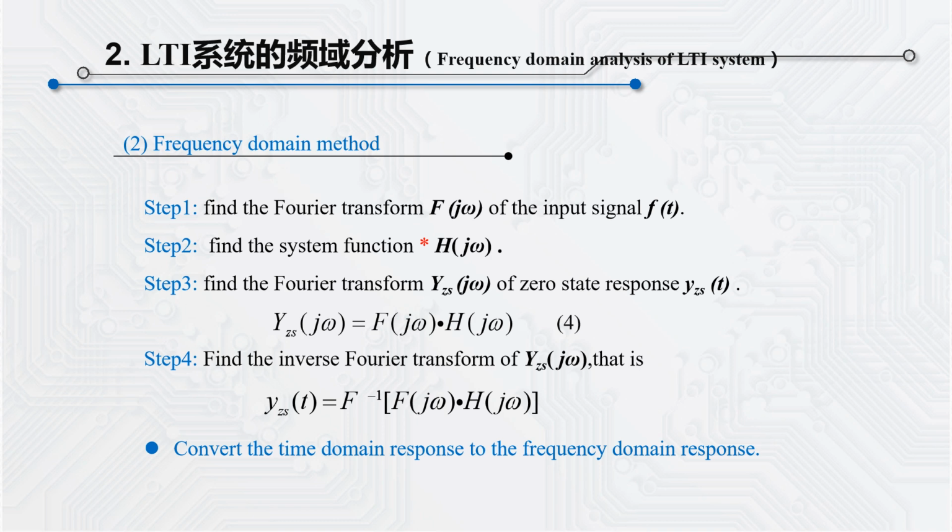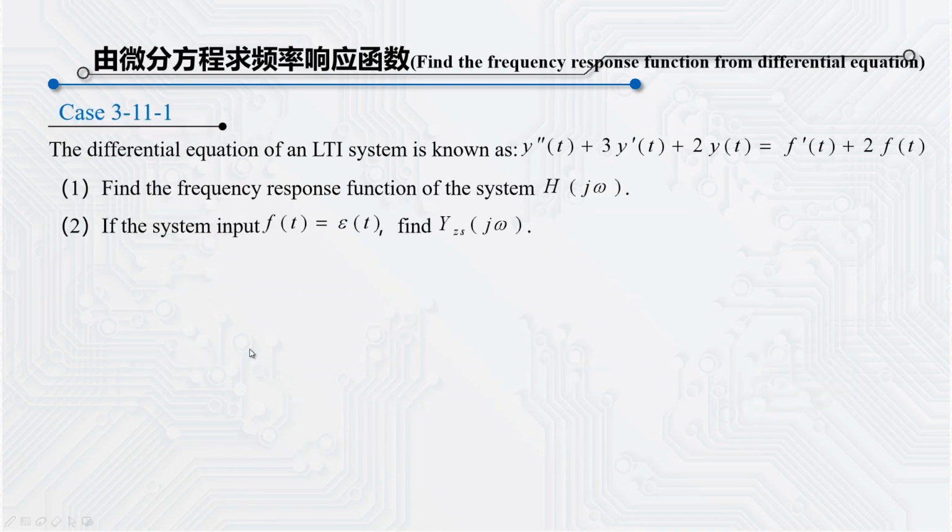It's very important to find the system function H(jω). Besides the Fourier transform of h(t), there are other ways to find H(jω). Let me show you an example. It is known that the differential equation of an LTI system is y''(t) + 3y'(t) + 2y(t) = f'(t) + 2f(t).